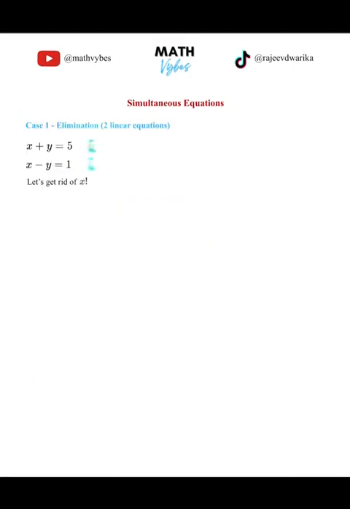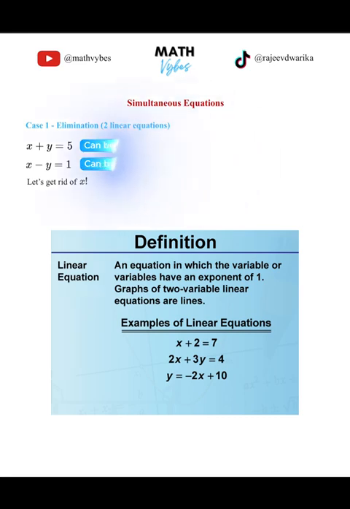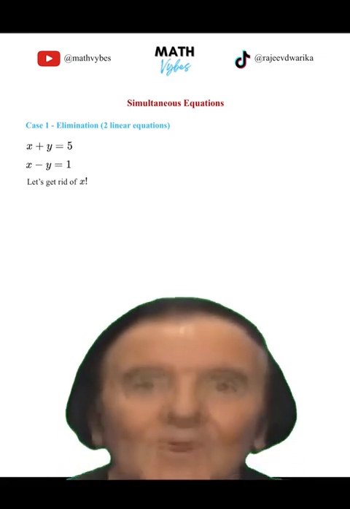Case 1, elimination with two linear equations. So what exactly is a linear equation? A linear equation is any equation you can write in the form y is equal to mx plus c. And I could write both of these equations in that form. Additionally, when you plot a graph for a linear equation, you'll get a line. That's why we call it a linear equation, because you get a line.